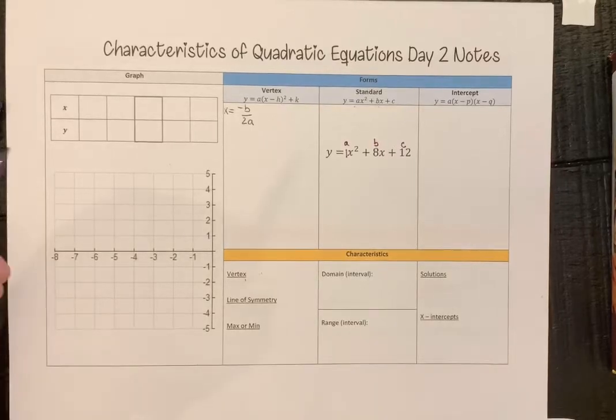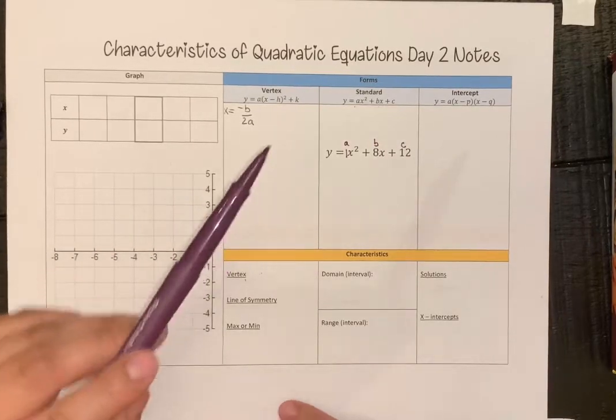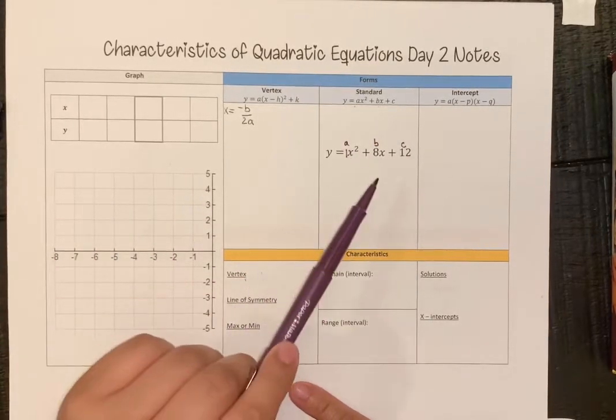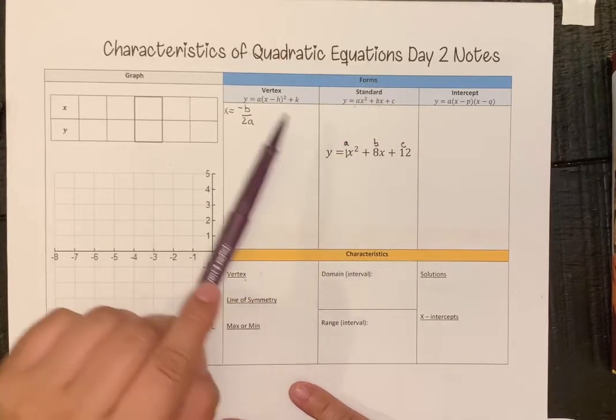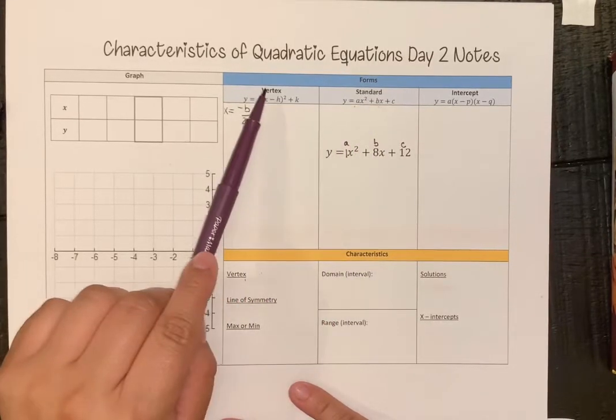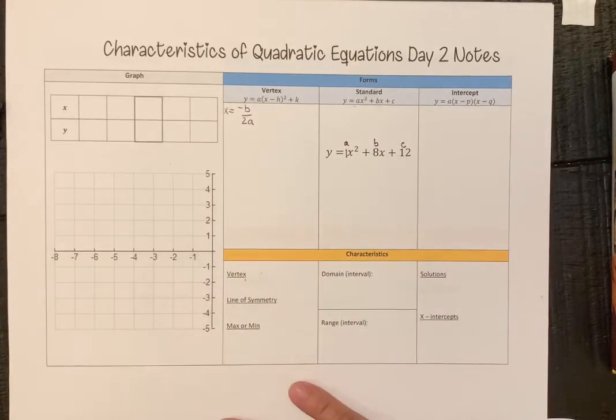For today's notes, we're going to be learning how to change between forms. Right now we have standard form, and we have to learn how to change this to vertex and intercept form, as well as find the rest of the characteristics and graph the function.